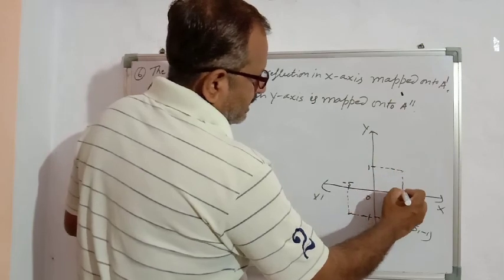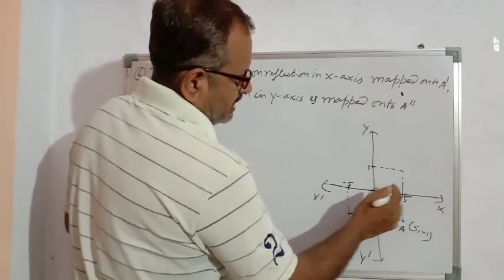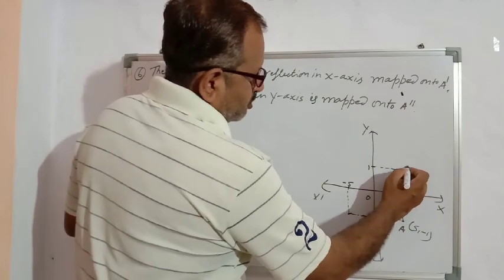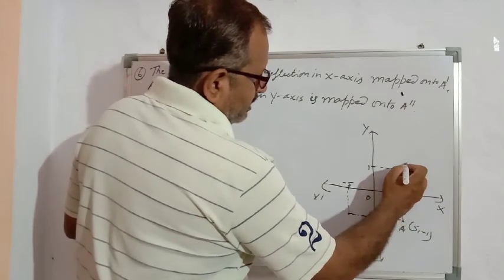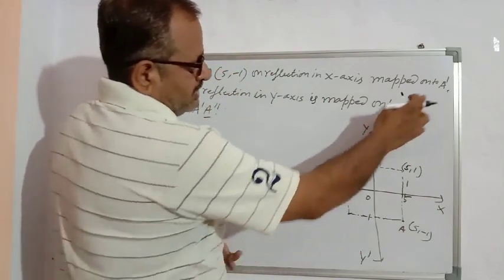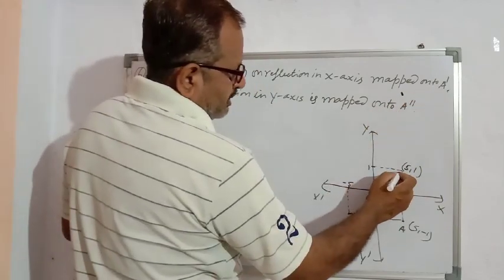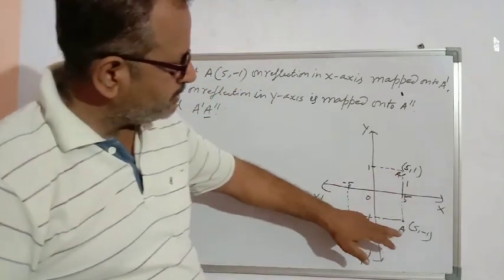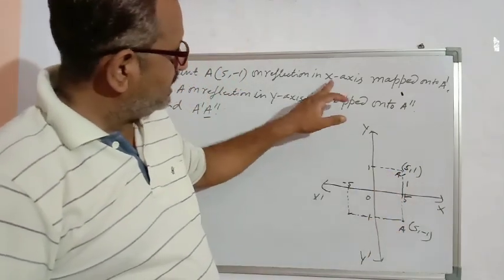quadrant at the same distance from x-axis. So this distance 1 unit, it will be also 1 unit. So coordinate will be 5, 1. Coordinate of its image in the x-axis. And this is mapped onto A dash. So name of this point is A dash. The reflection means image of this point in x-axis.